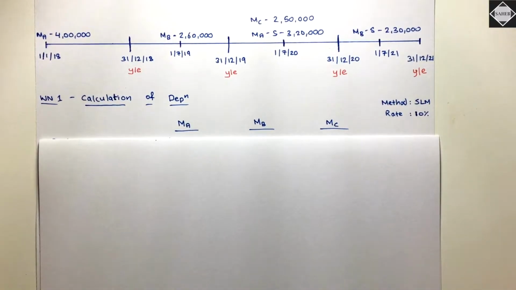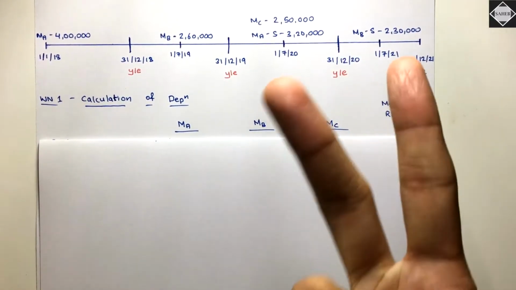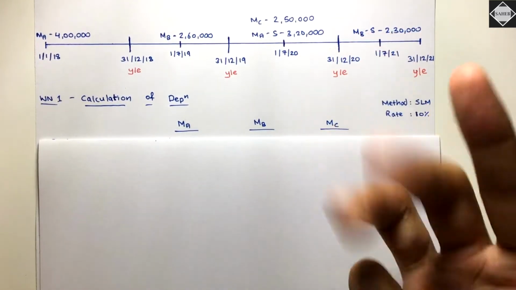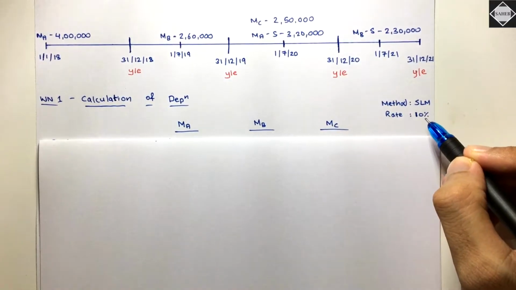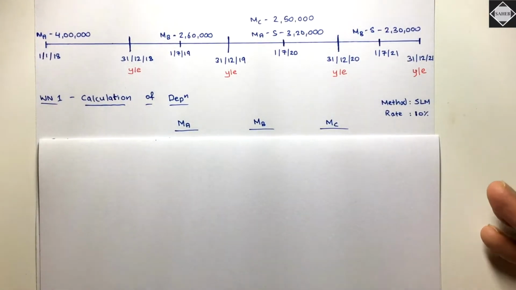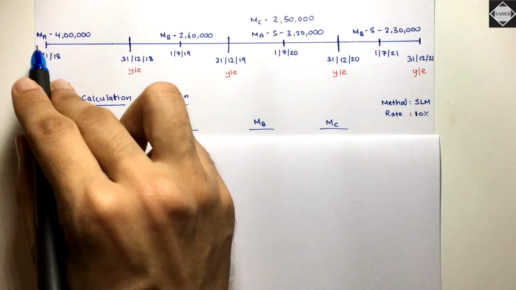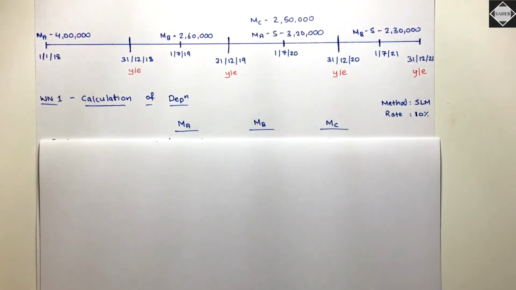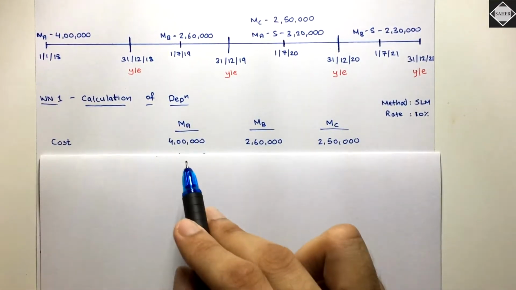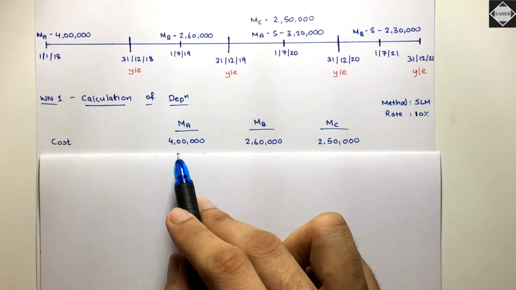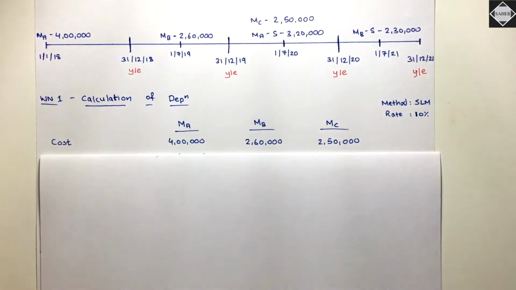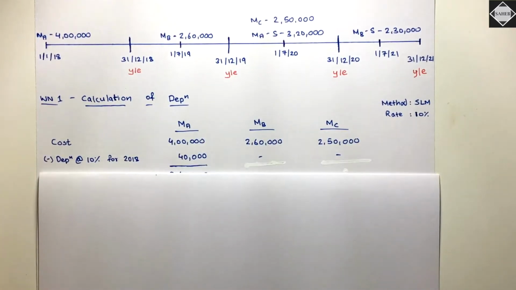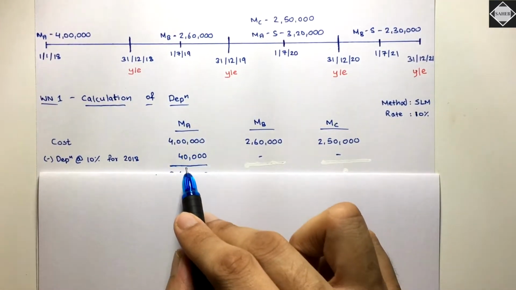Let's begin. Here we have 3 machines, as we just read in the question: machine A, machine B and machine C. The method is straight line method and the rate of depreciation is 10% as said in the question. First, we purchased machine A for 4 lakh. So let's write cost of machine A 4 lakh, and then the year end has come, 31st December 2018. On this date we have to charge the depreciation at 10%. So 10% on 4 lakh would be 40,000.